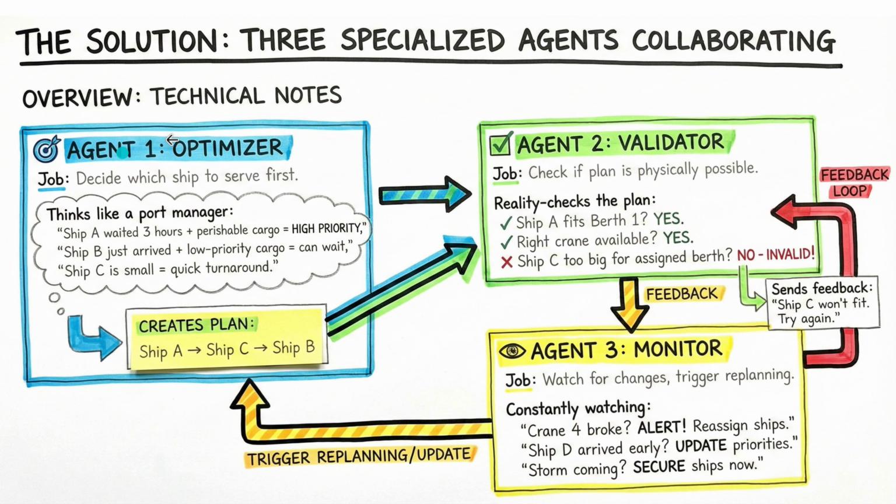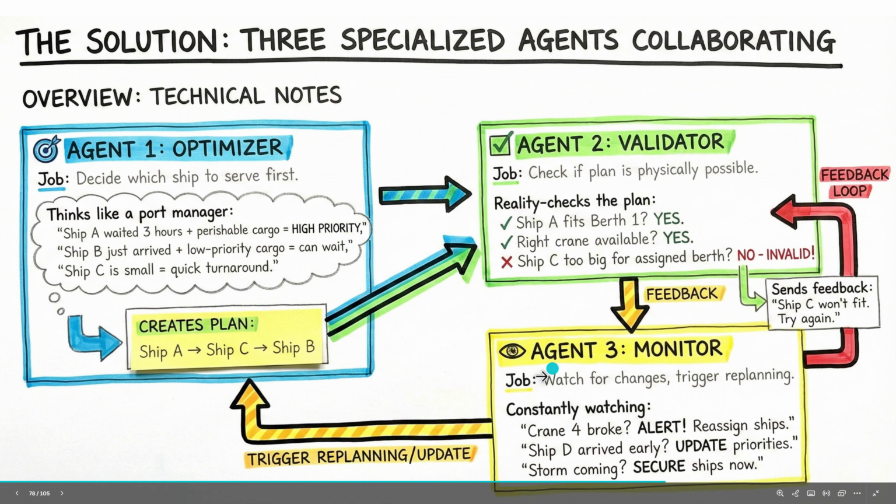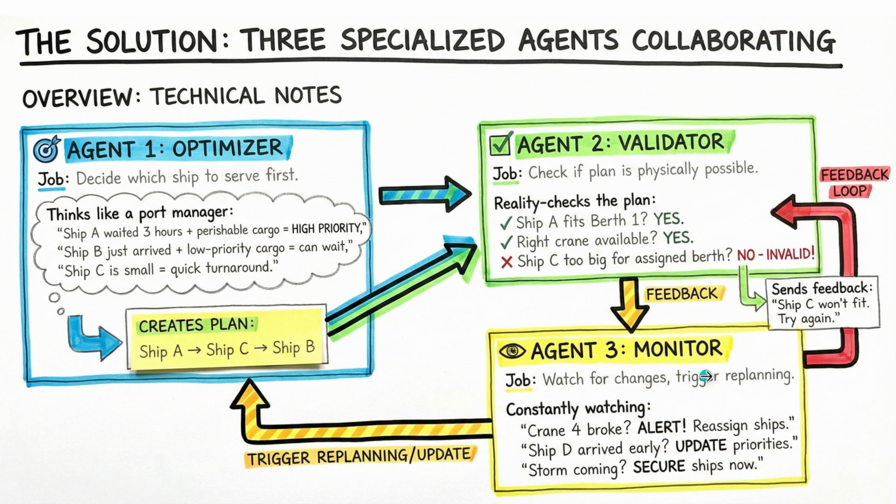So the first one, the optimizer agent, will just decide which ship to serve first. Think like a port manager, it creates a plan: ship A, C, and B. The second one is a validator, which will look at whether the plan is physically possible. Ship A fits berth A, crane available. Ship C, too big, so not valid. So send feedback: ship C won't fit, try again. And agent 3 is basically the monitor. Watch for changes, trigger replanning. Every time something happens, the monitor agent would change the planning.